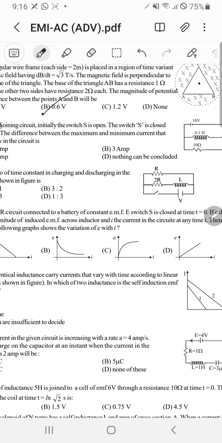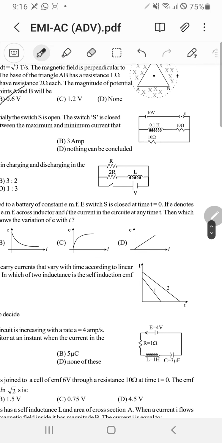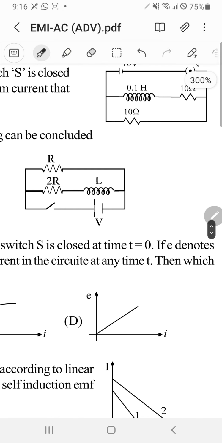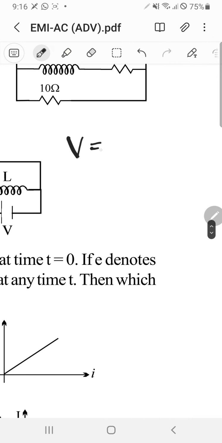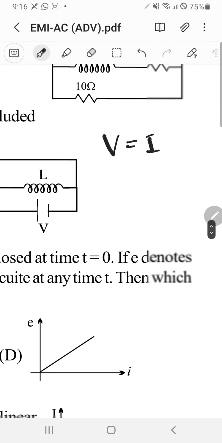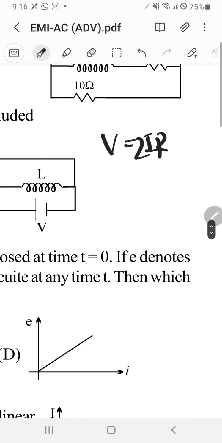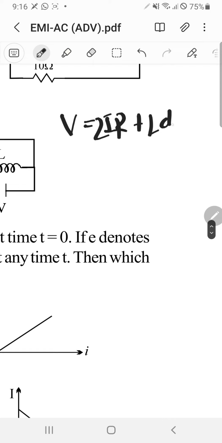Okay, shown in the figure. Fine, it's pretty much the same as the previous question. So ignore this thing, let's talk about this one. You only got V equal to I times 2R, so 2IR plus L di by dt.